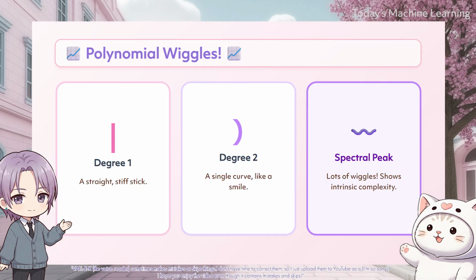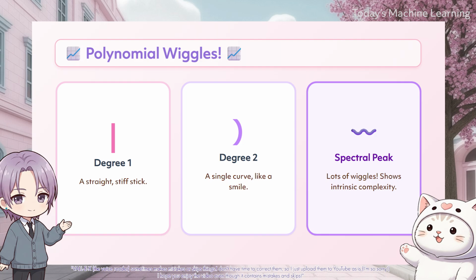Even more wonderfully, the ORCA framework showed how the total polynomial degree changed. Think of the polynomial degree like the number of curves or wiggles a line is allowed to have. The degree of 1 is just a straight, stiff stick. A degree of 2 has a single curl, like a smile. To follow the double spiral, the AI needed a lot of wiggles.